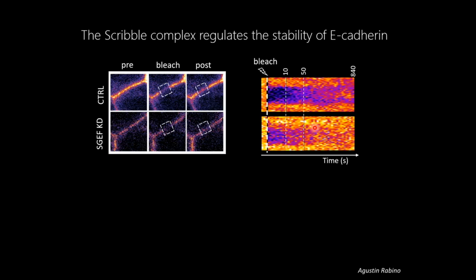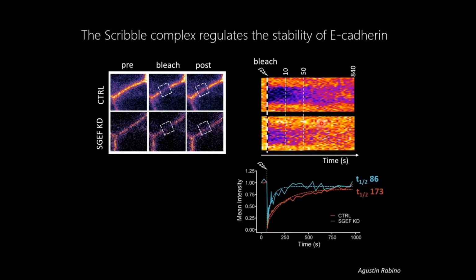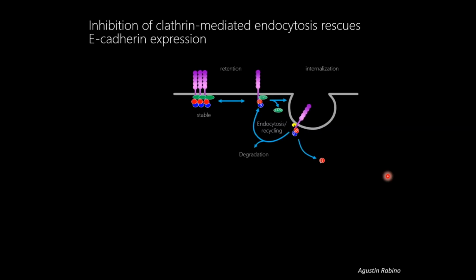We can graph this over multiple bleaching events, and what we can see here is that if we measure the half-life, meaning the 50% of recovery of fluorescence, SGEF knockdown cells recover in half the time, so twice as fast, sort of confirming that the stability is one of the things that is affected when we knock down SGEF.